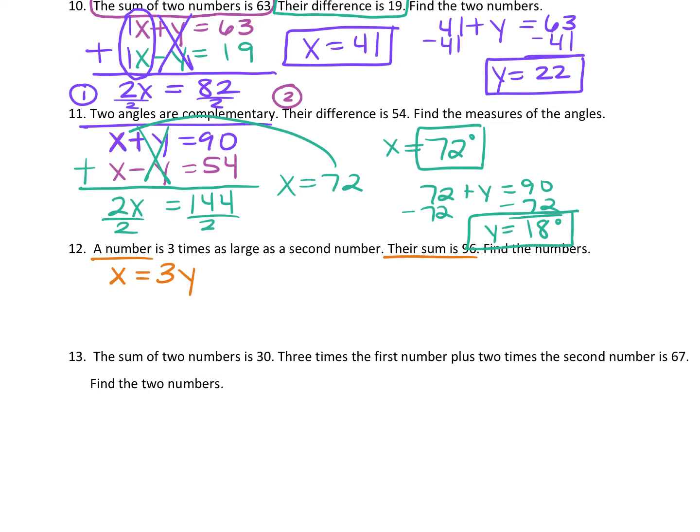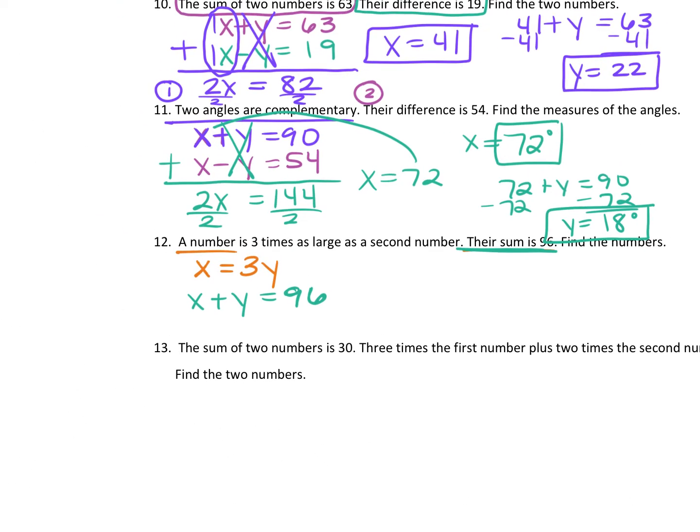Their sum is 96. So we're going to say x plus y is 96. How many of you would do substitution right now? How many of you would try to do elimination right now? Substitution's easier. You can do elimination with this. Do you know how? If I move the 3y to the other side, what do I put on the right side? What number would be there? A 0. Yeah, you'll have a 0. So if you want to do that, you can.